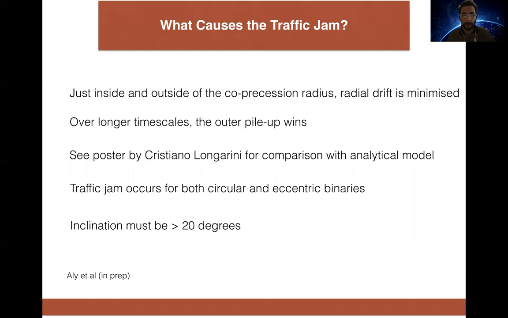So in the beginning, of course, the inner one would form quicker. But then if you run the simulation for longer, the outer pileup will dominate, and that's just because it's closer to the mass reservoir, because radial drift is bringing dust particles from outside, and the outer radius is closer to that mass reservoir, and it causes a traffic jam. There's a poster by Cristiano Longarini that shows comparison of this analytical model with simulation results, and the agreement is pretty good.